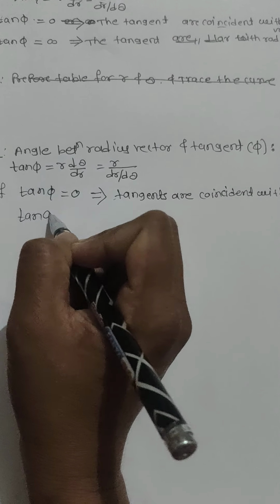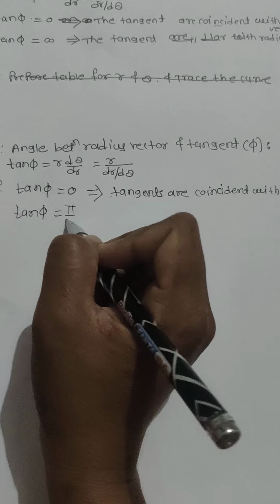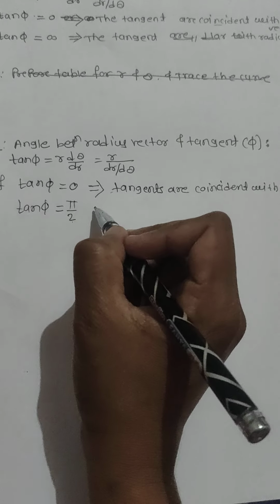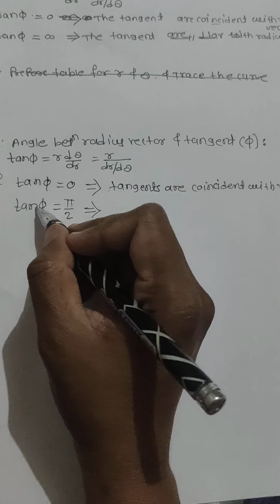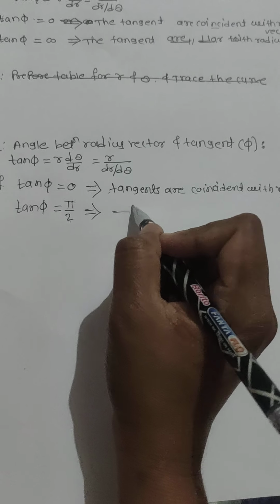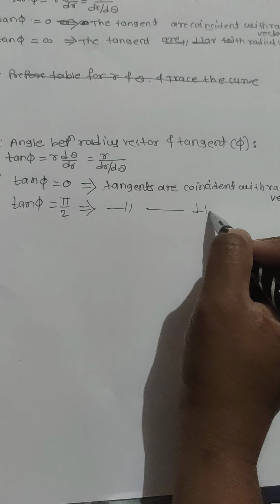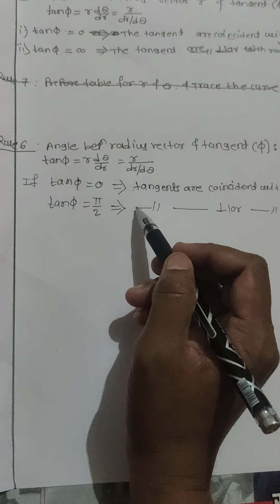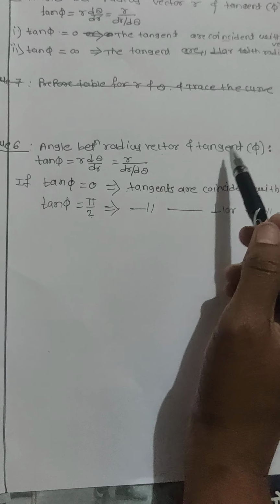After that, if we get tan phi equal to infinity, what is the value of phi? Tan inverse of infinity is pi by 2. That means at phi equal to pi by 2, the tangents are perpendicular to the radius vector. So this is the conclusion about the angle between the radius vector and the tangent.